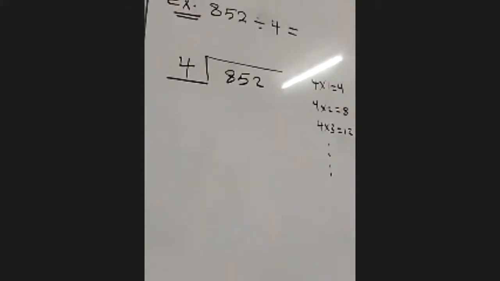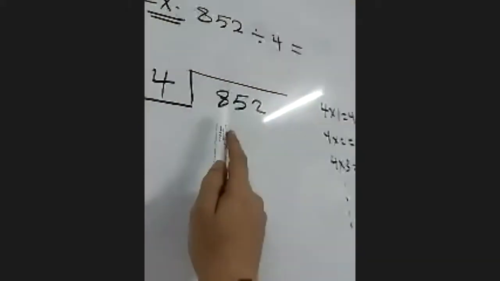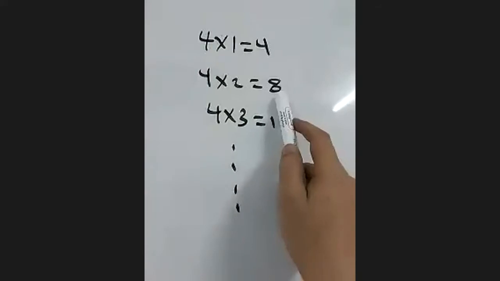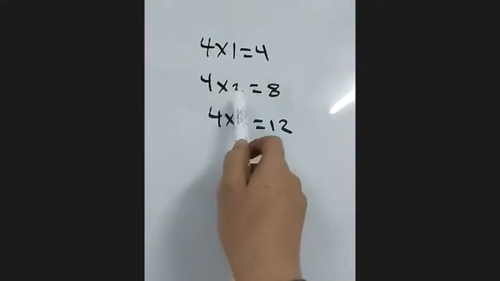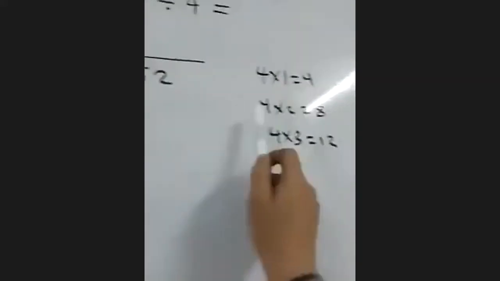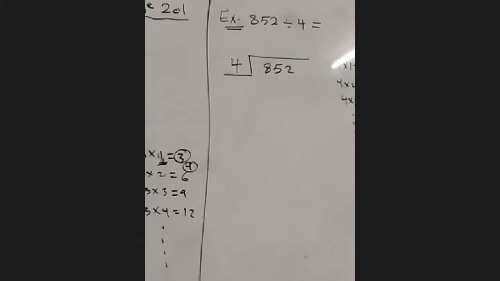Now 8 divided by 4, I'll search for a number. If you multiply it with 4, you get 8 or less. Now in the timetable of 4, we have 8. 8 comes from multiplying 4 by 2. So the number that, if you multiply it with 4, you get 8, is 2.